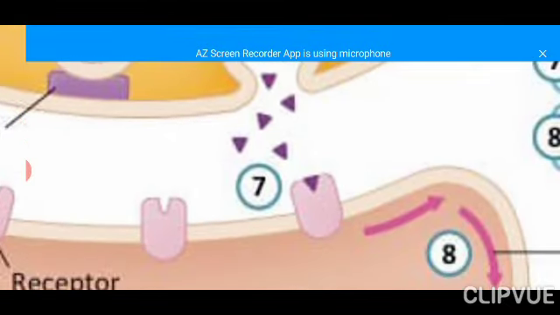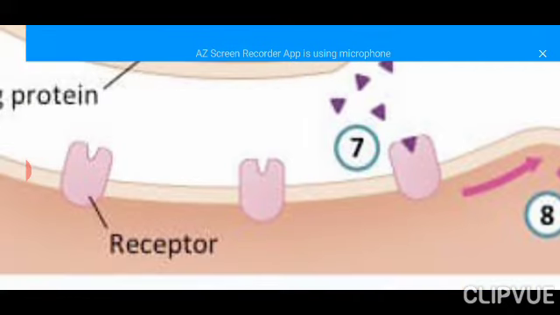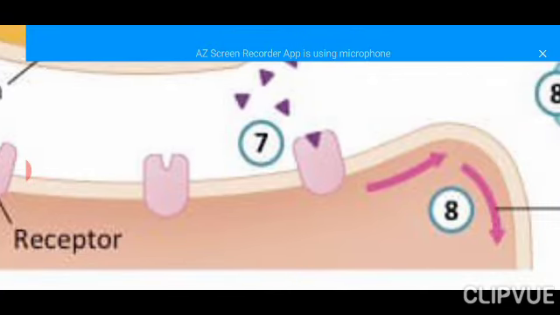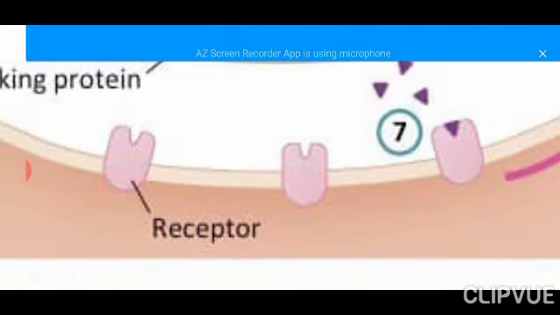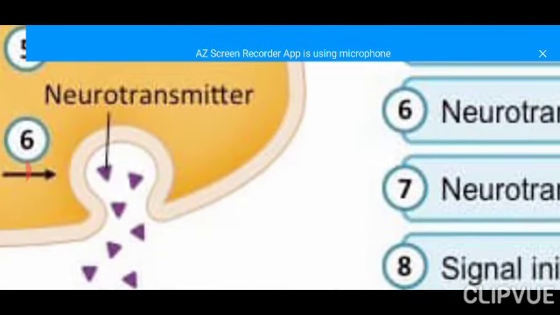Now, the neurotransmitter will in turn bind to the receptors at the end of the postsynaptic membrane, the membrane of the postsynaptic neuron, and will bring about a reaction that will result in the transmission of the impulse to the postsynaptic neuron. After this, there will be inactivation of the neurotransmitters so that it will not result in fatigue. Note, if the neurotransmitter was not inactivated, then fatigue will take place.